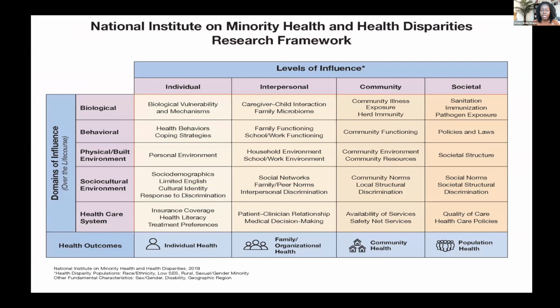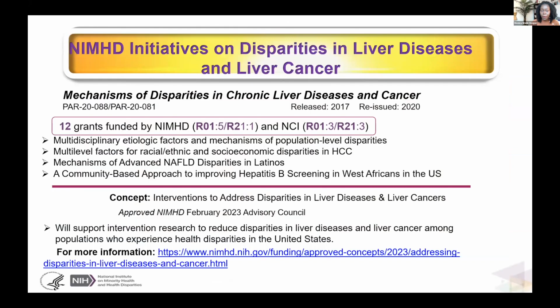So we encourage investigators to consider multiple factors as they propose health disparities research in this area. This evolving NIMHD research framework that you see here, we think it's an excellent guide for research, and I think of it also as a hypothesis generator.